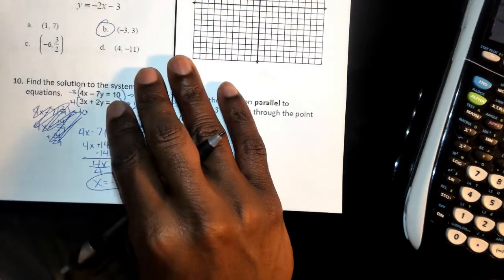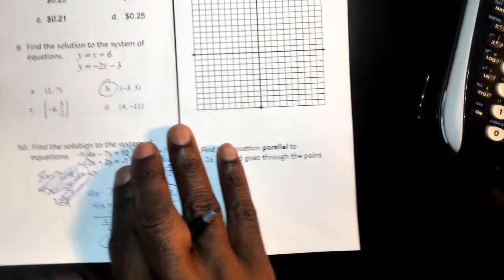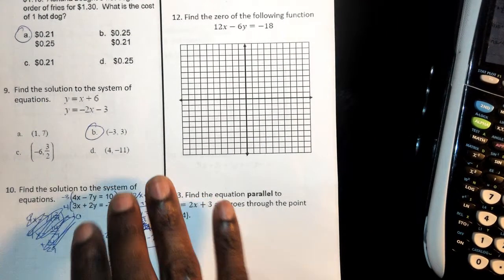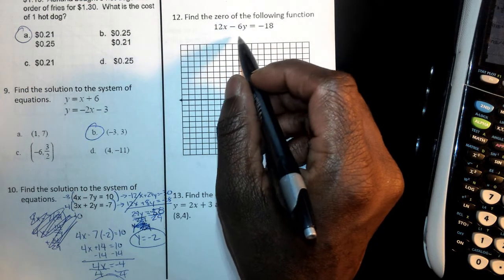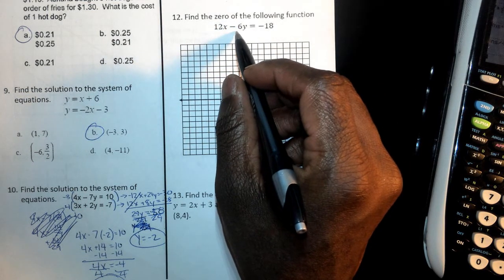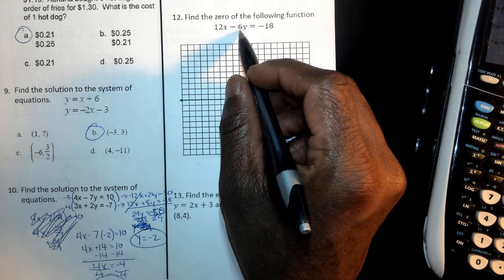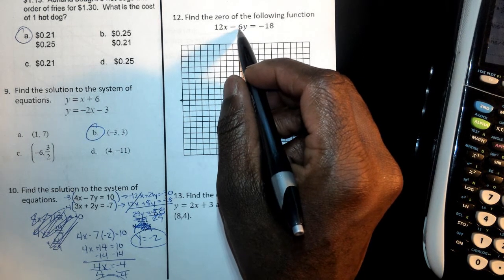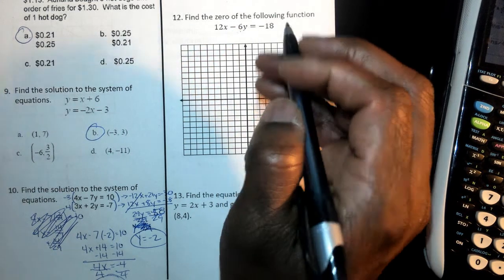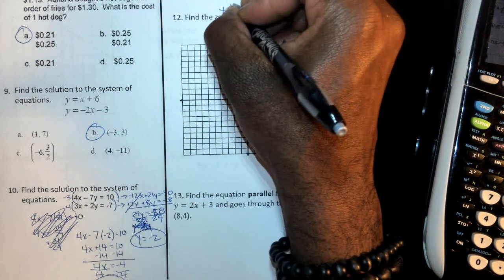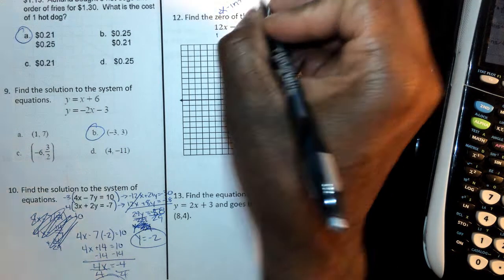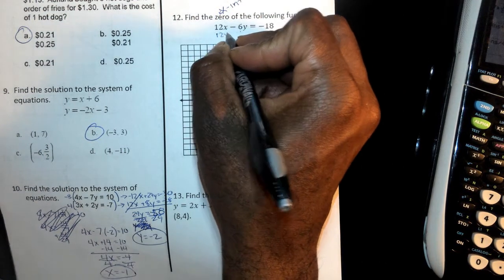Alright, now we're looking at zeros of a function. You're looking for the x-intercept, so where it crosses the x-axis. We could get this in slope-intercept form, graph it, and then see where it crosses the x-axis. Or remember, the x-intercept is when y is 0.